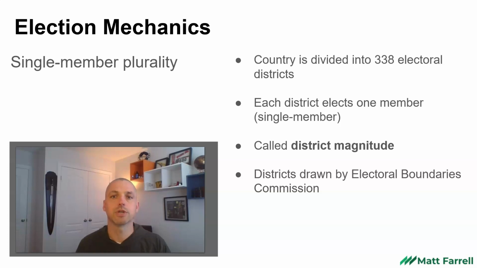That's called the district magnitude. So if we've got one person coming from each riding, that means a district magnitude of 1. The United States Senate, there's 2 senators from each state. That's a district magnitude of 2. So how many people are you electing from each district?